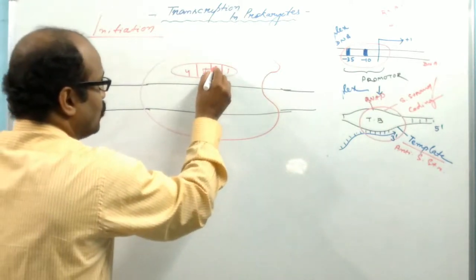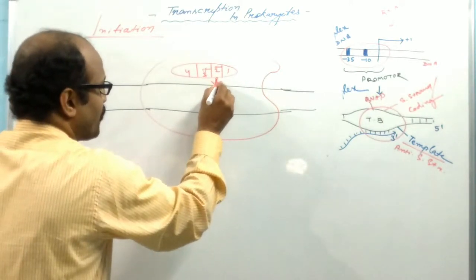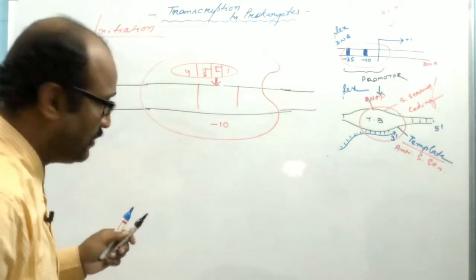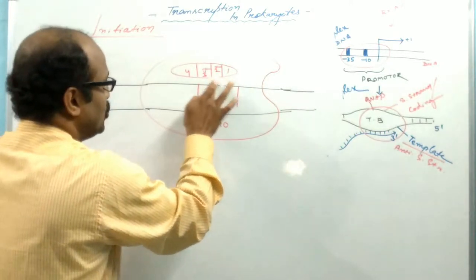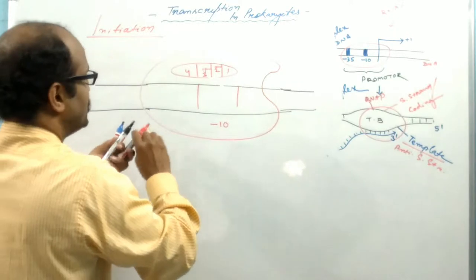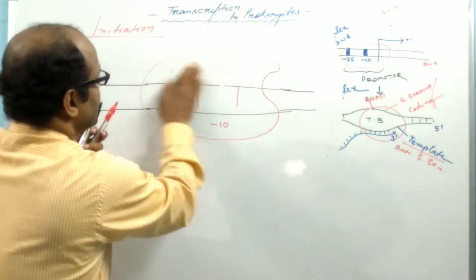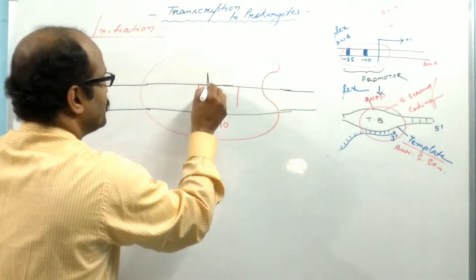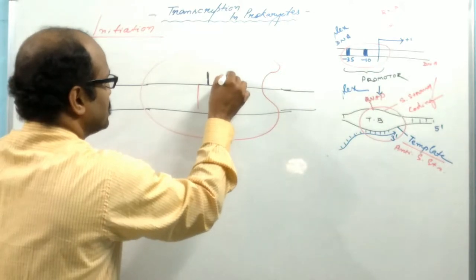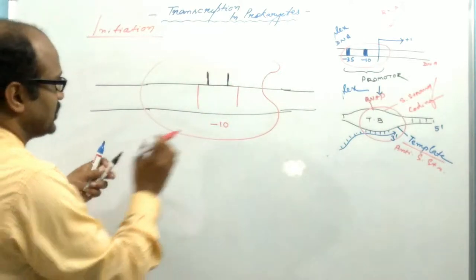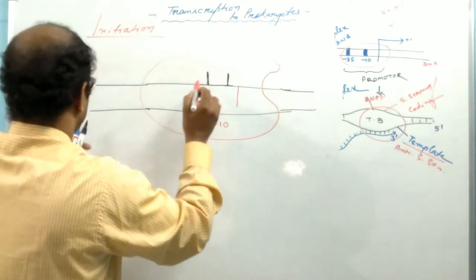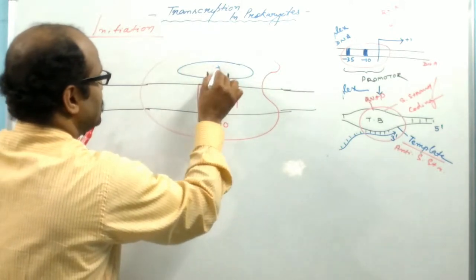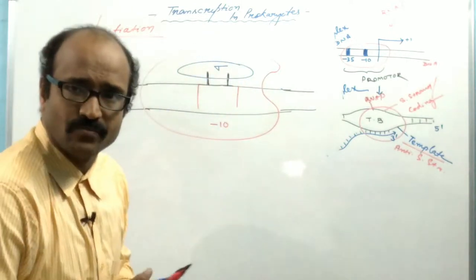Sigma factor region 2 actually interacts with the region of the minus 10 element. By this interaction, two nucleotides are cleaved out. Suppose that two nucleotides cleave out, so the interaction from the template strand is broken.